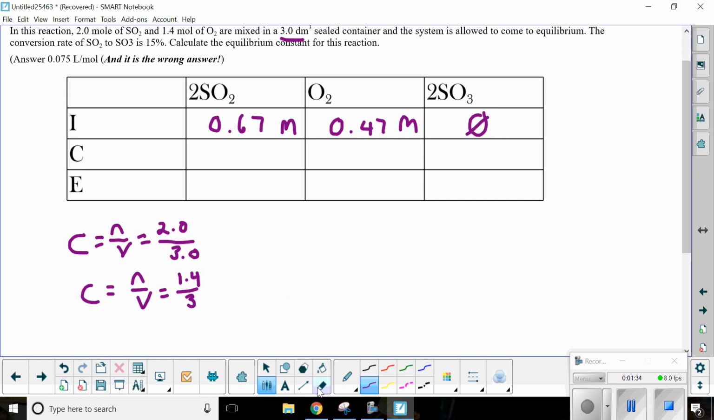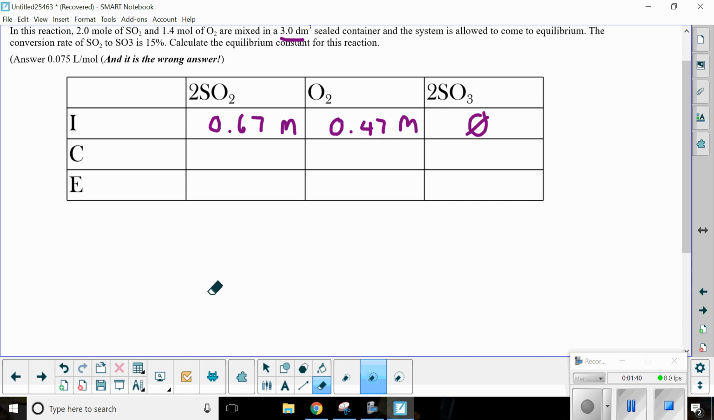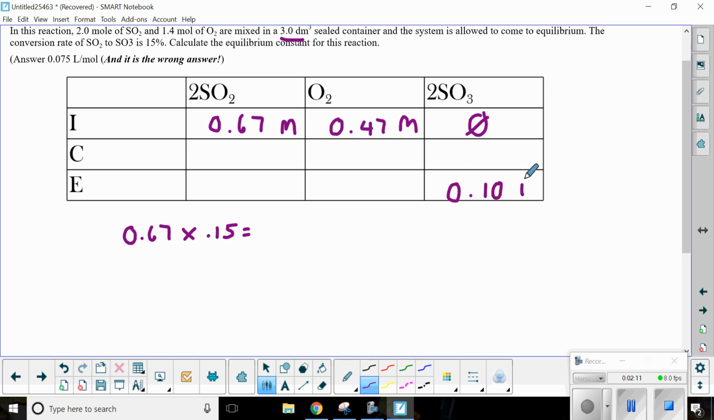Now, another tricky piece here is I said that the conversion rate of SO2 to SO3 is 15%. That means that 15% of this is converted into this. So I'm going to say 0.67 times 15%, or 0.15. And I'm going to find that conversion rate is 0.10 mole per liter. And so at equilibrium, I'm going to end up with 0.10 mole per liter of my SO3.